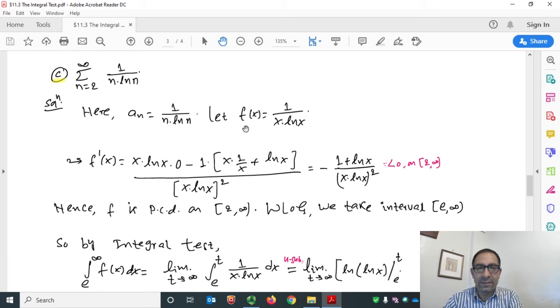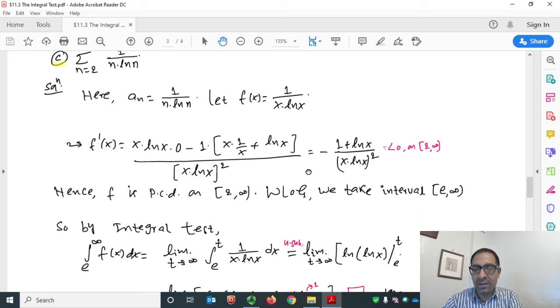So let f(x) equal 1 over x times natural log of x. To show decreasing, let's take a derivative. So apply the quotient rule and then simplify. Then we will get this expression here. So in this expression, I don't need to worry about the denominator. This is always positive. So let's see what we get in our numerator here.